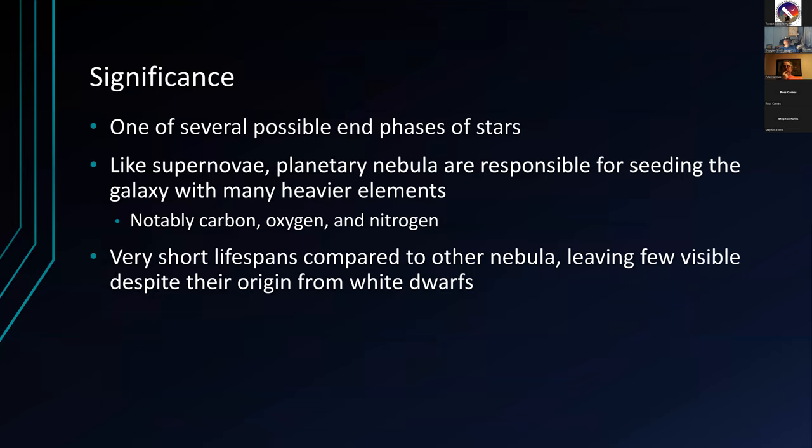Planetary nebulae are important because they are one of several possible ending states for stars. So stars, when they reach the end of their life, will typically die in one of several ways: neutron stars, black holes, or white dwarfs and planetary nebulas together.